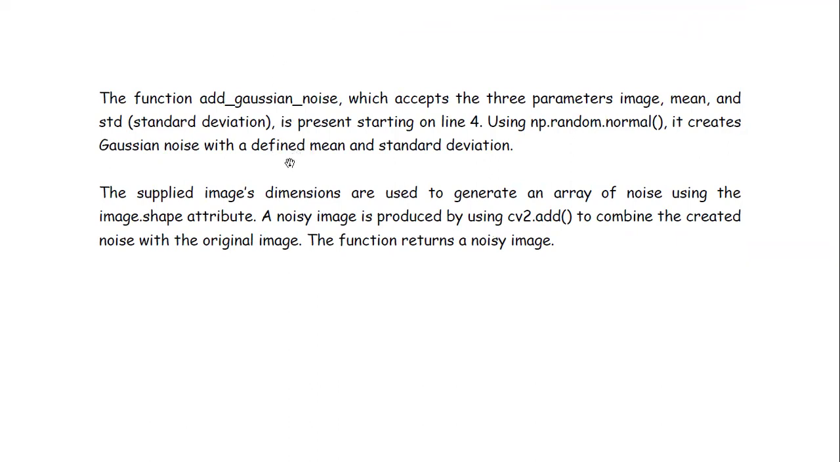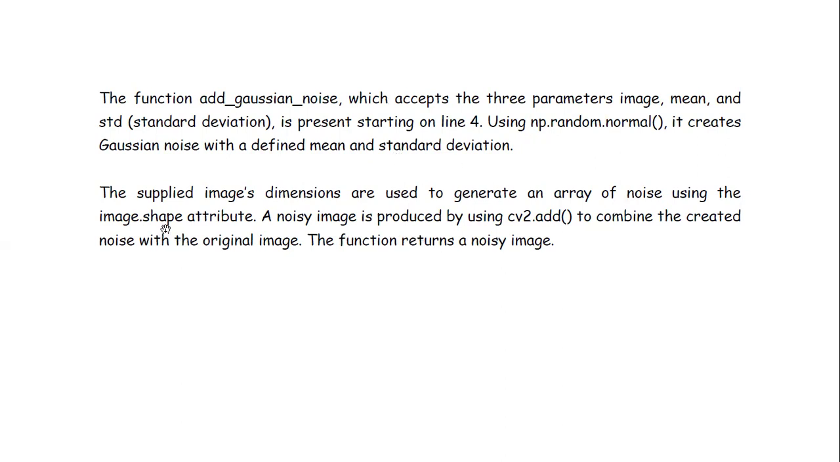For that, we are going to deal with this add Gaussian noise function that will accept three parameters. And what are they? Image, meaning the original image, mean, and standard deviation. Now, as usual, as in the normal machine learning class, we will use np.random.normal, which will create exactly a normal distribution. And because of that, you will get the Gaussian noise with respect to the defined mean and standard deviation.